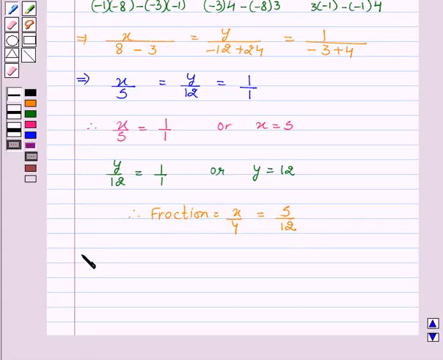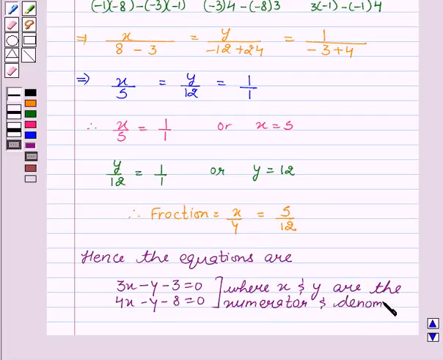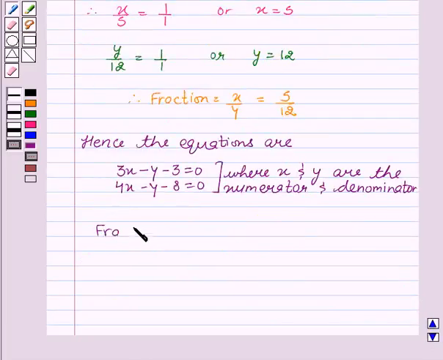Now, hence, the equations are 3x minus y minus 3 equal to 0 and 4x minus y minus 8 equal to 0, where x and y are the numerator and denominator. And fraction equal to 5 upon 12.